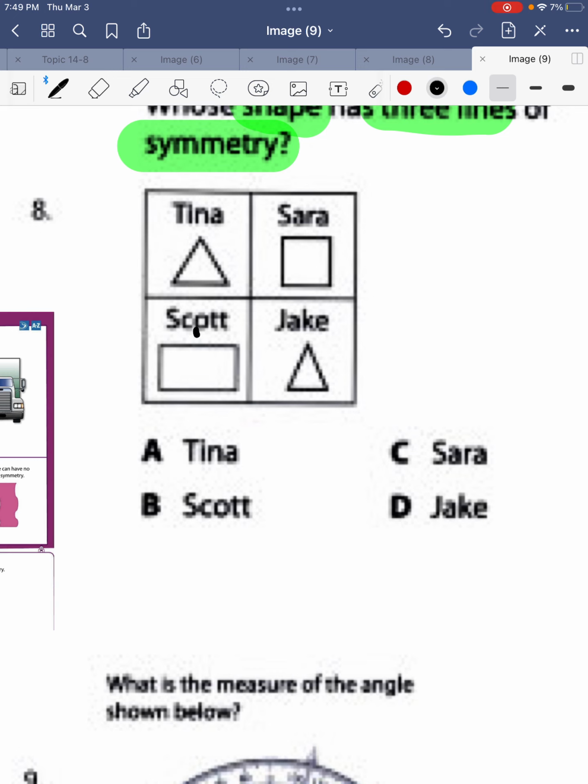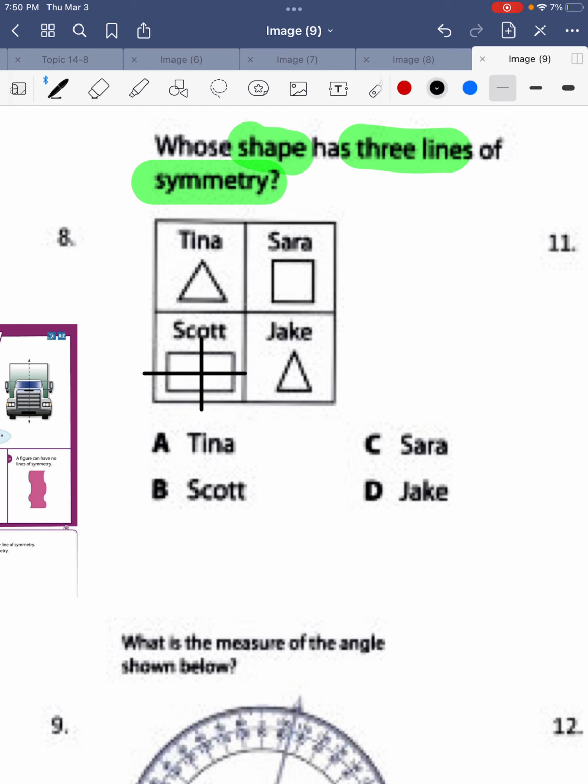So I can break it in half right here. I can break it in half here, and I can do it again this way. A rectangle only has 2 lines, so I'm going to put 2 here. So for sure, I'm looking for 3. So Scott is not my answer.